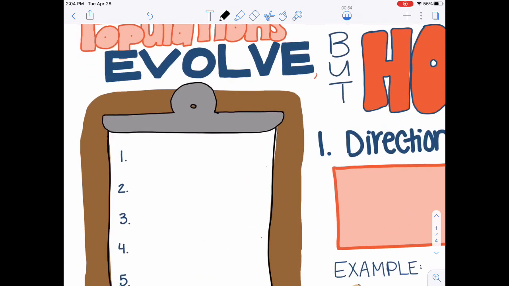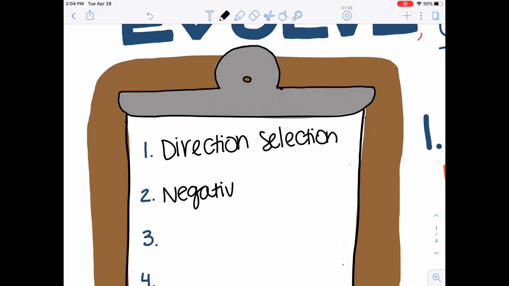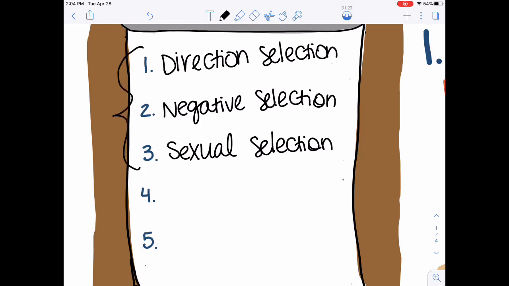Okay, so 5 different types. The first one is directional selection. Number 2 is negative selection. Number 3 is sexual selection. And as stated in their names, they are all a type of natural selection.